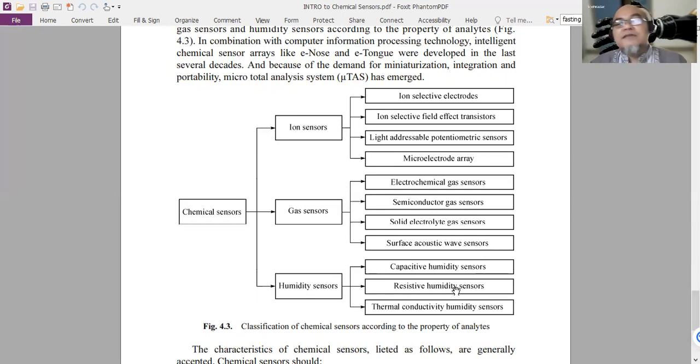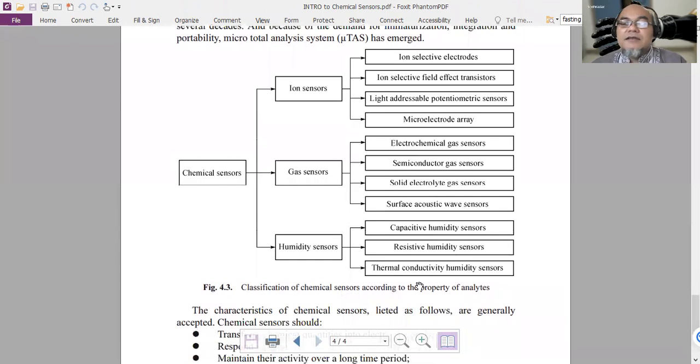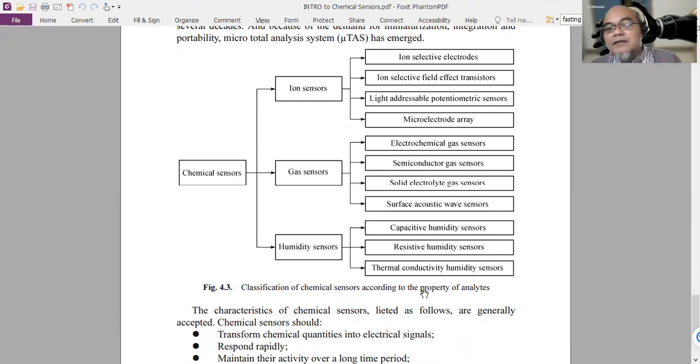Resistive humidity sensors are also similar, but in this case we measure the resistance change instead of the capacitance change. Thermal conductivity humidity sensors detect this: upon absorption of water vapor, how the material conducts heat will also change, the thermal conductivity property of the material. Therefore, it can also be used as a humidity sensor through thermal conductivity.